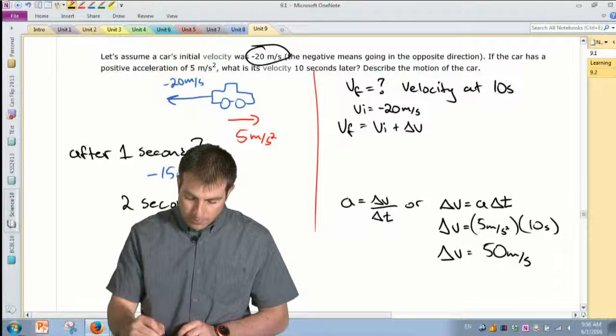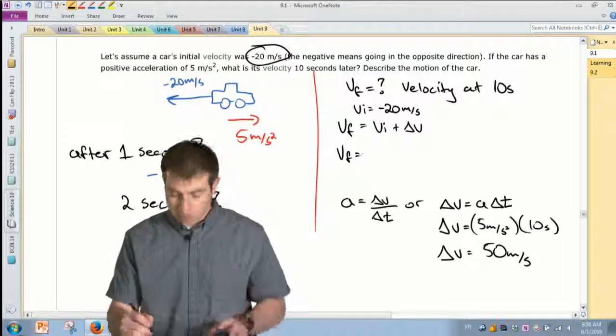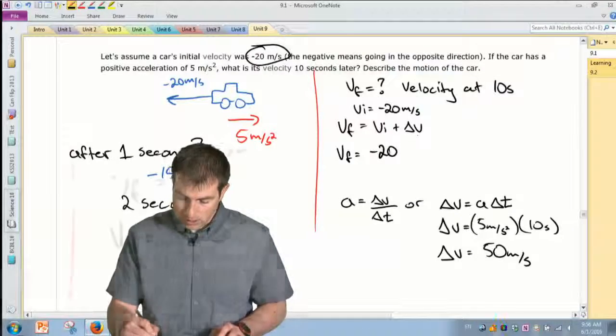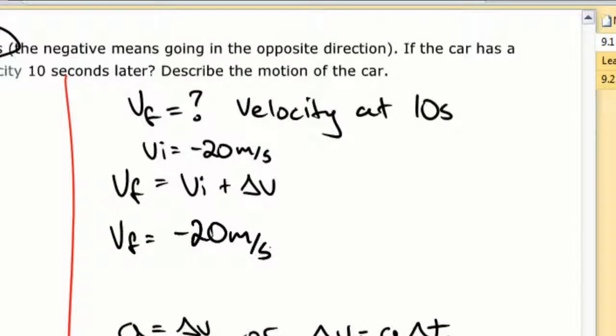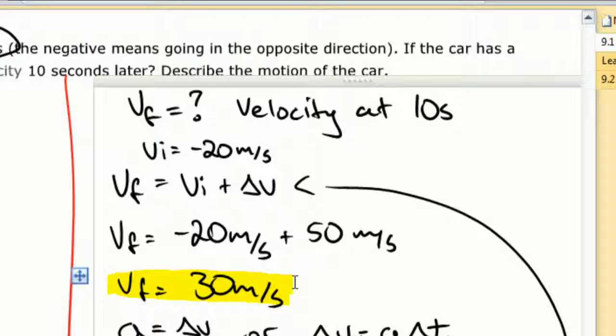So I don't know what my final velocity was, but I'm going to find it. My initial velocity was negative 20, and I know my change in velocity was 50, because I know I was accelerating at 5 each second. So negative 20 plus 50 is going to be 30 meters per second. So my final velocity is 30 meters per second.